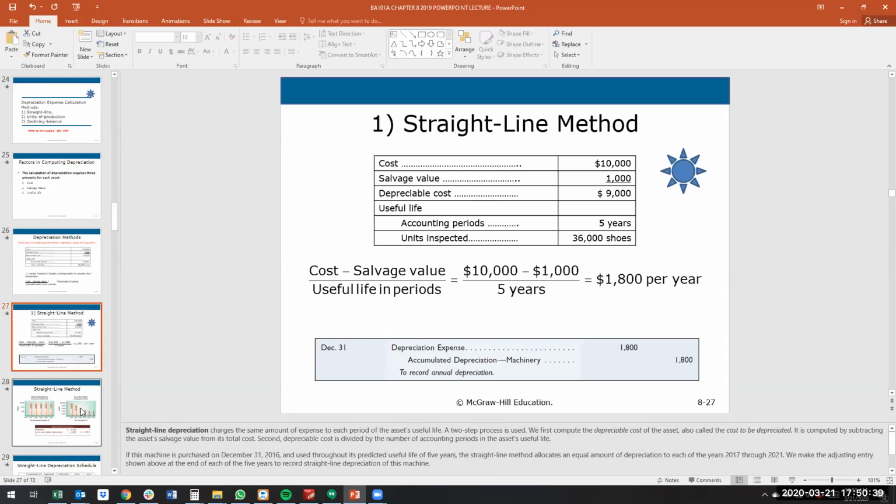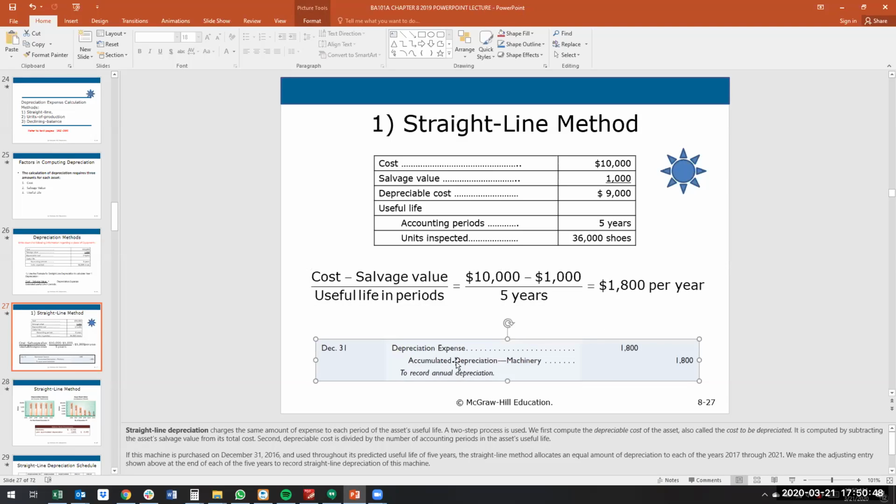Straight line method, relatively simple. I'm not going to stay here too long because we've done it before. So cost minus salvage value, 90,000 divided by the 5 years, 18,000 per year. And then we'll just debit depreciation expense, credit accumulated depreciation.